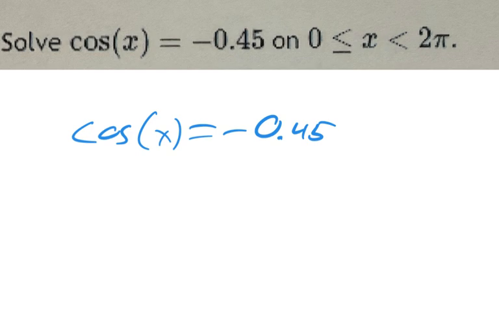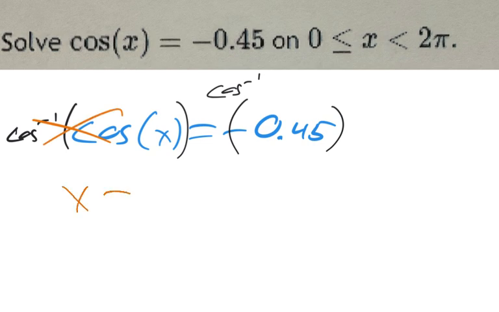No. I am taking cosine of x. It's not multiplying. So I need to undo cosine, which is the inverse cosine. And remember, we take inverse cosines of ratios, and that gives us angles. We take regular cosine of angles to find ratios. So just cosine inverse of negative 0.45, and make sure you are in radians.